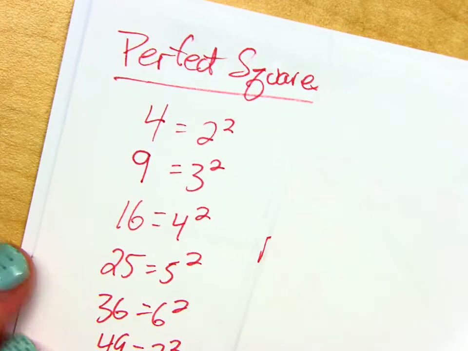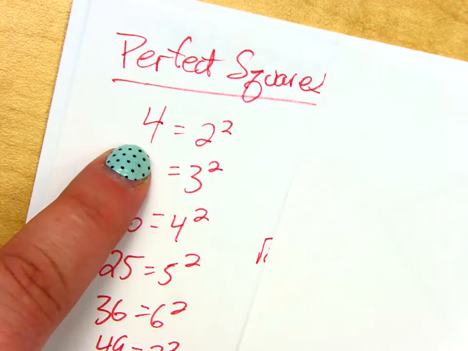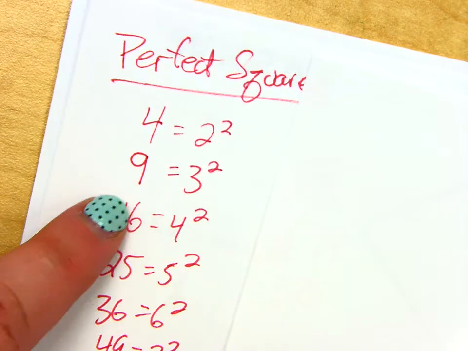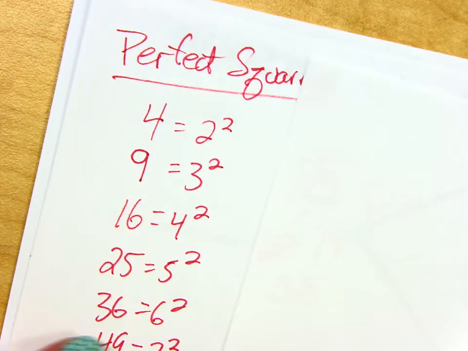Today we are talking about perfect cubes. So we have our list of perfect squares from the other day. Remember how I created this list. I took 2 and I squared it, and then a perfect square came out. 3 squared, 4 squared, 5 squared, 6 squared, 7 squared.